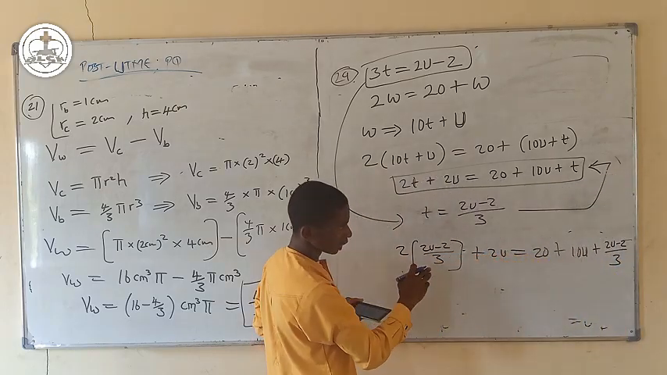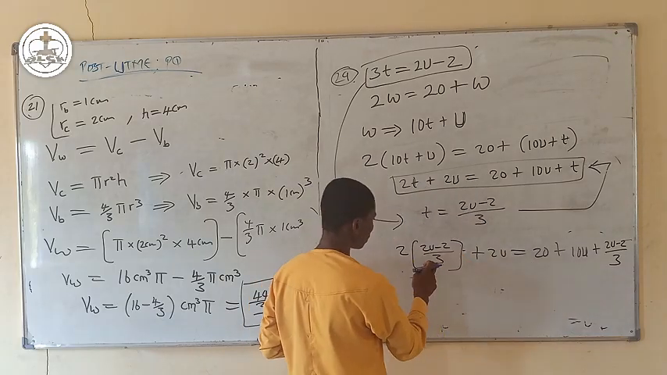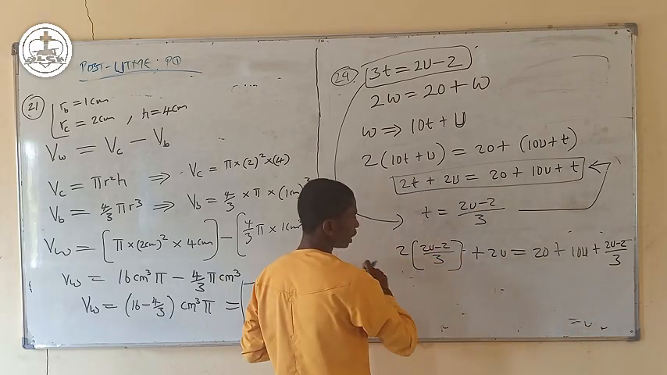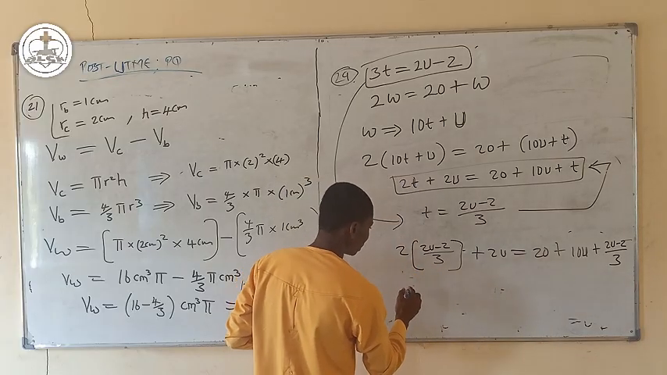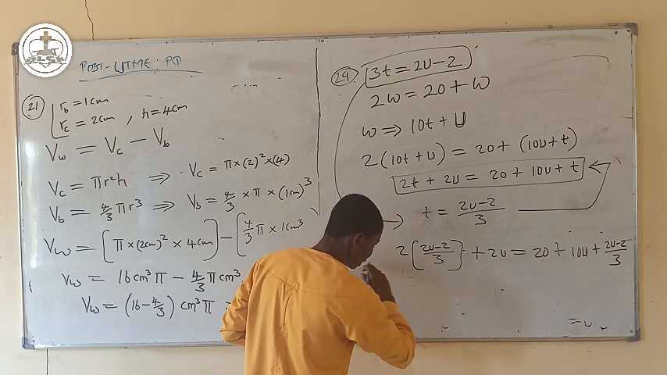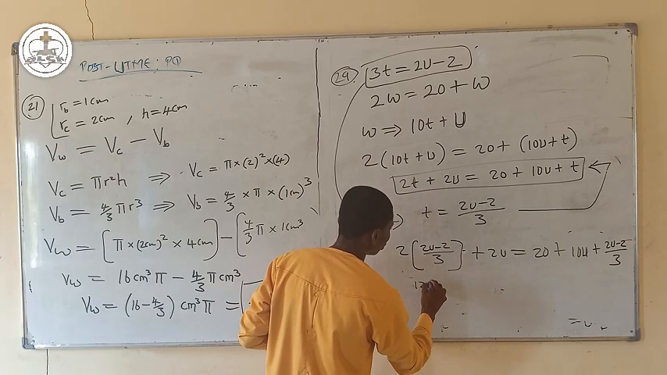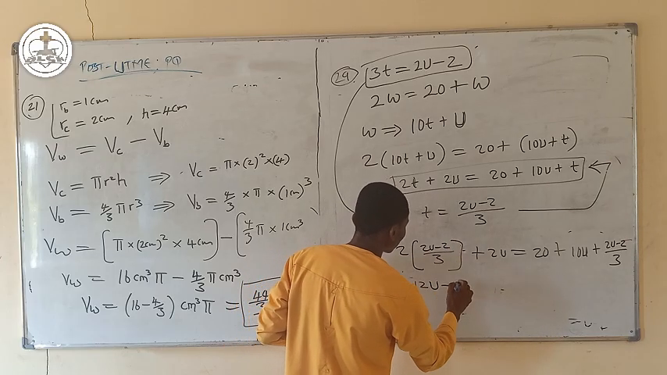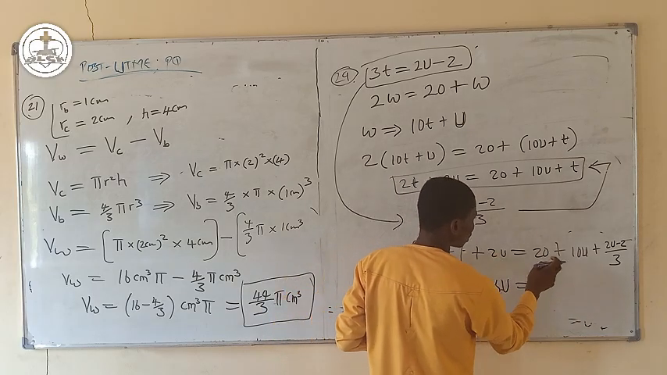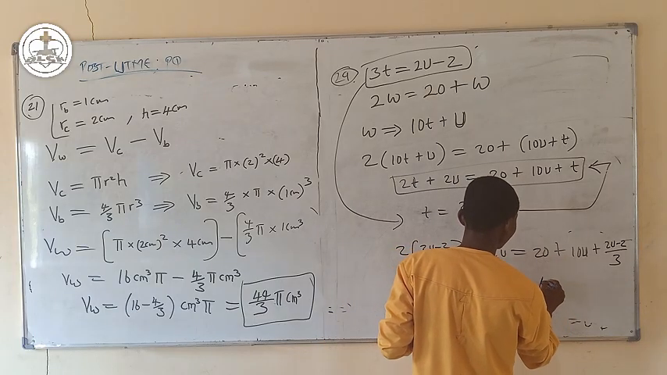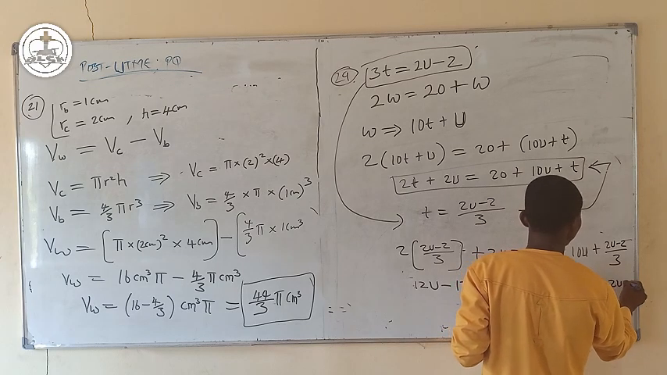So we can multiply through this equation to do away with our denominator 3 on both sides. We multiply by 3. So this is going to be, multiplying by 3, 2 times 2, 4 times 3 will give us 12u minus 12, plus 3 times this will be 6u, is equal to, multiplying this by 3, 60 plus 30u plus 2u minus 2.